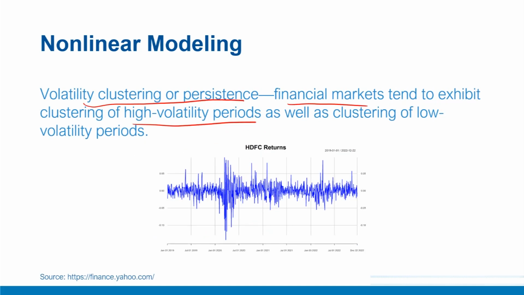Another very important property is volatility clustering or volatility persistence. That is, in financial markets, you tend to find clustering of high volatility periods as well as clustering of low volatility periods. For example, here you can see clustering and bunching of high fluctuations and clustering and bunching of low fluctuations together, which suggests that periods of high volatility occur together while periods of low volatility occur together. This kind of phenomenon is slightly difficult to model through linear relationships, as it indicates some kind of autoregressive nature in volatility.